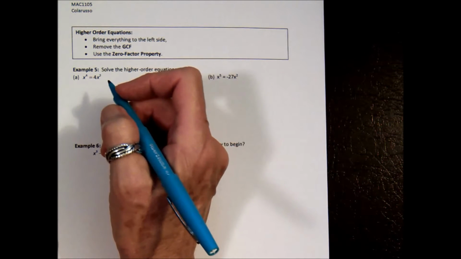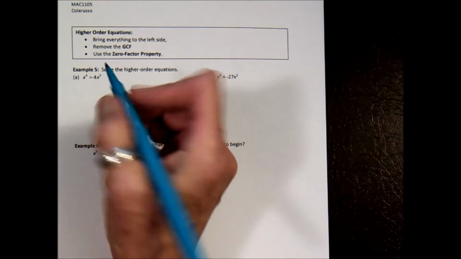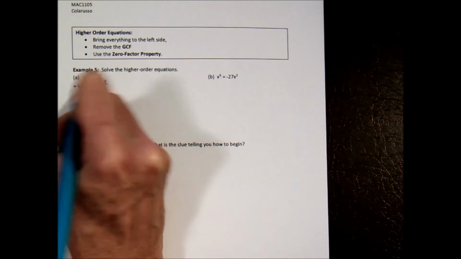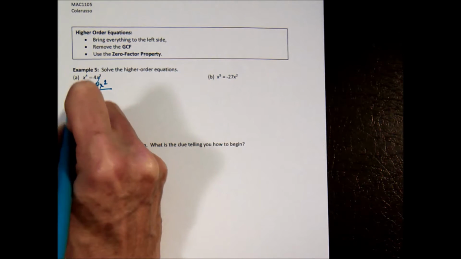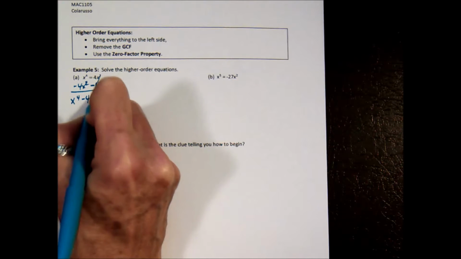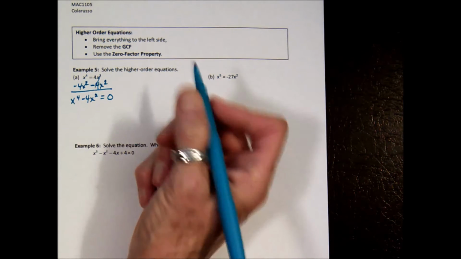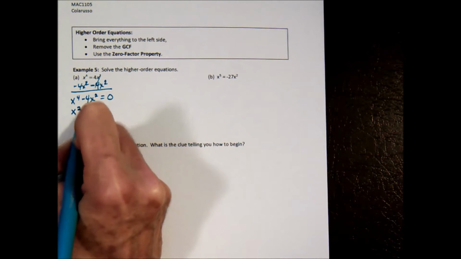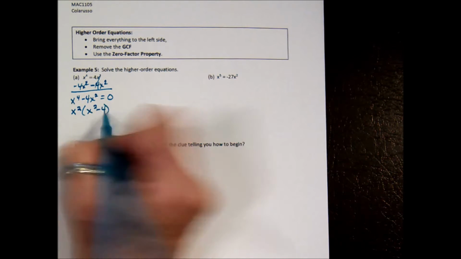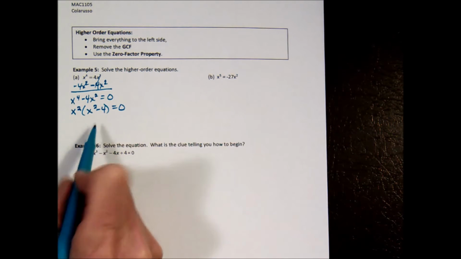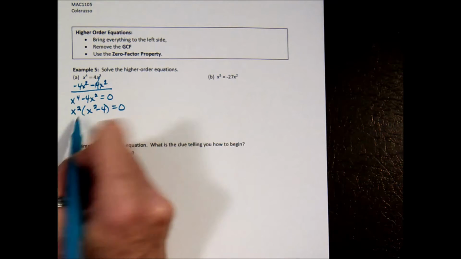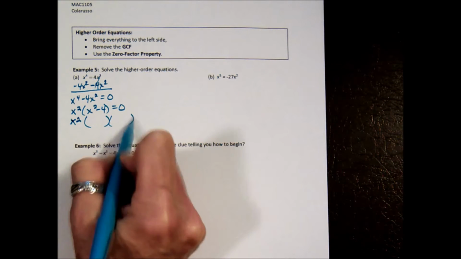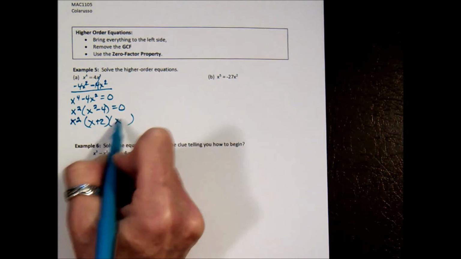So what I'm going to do is subtract the 4x squared from both sides. I get x to the 4th minus 4x squared equals 0. Now I'm going to factor out the GCF, which is x squared, and I'm left with x squared minus 4 equals 0. But I'm not finished because this is a difference of two squares. So this is going to be x plus 2, x minus 2 equals 0.